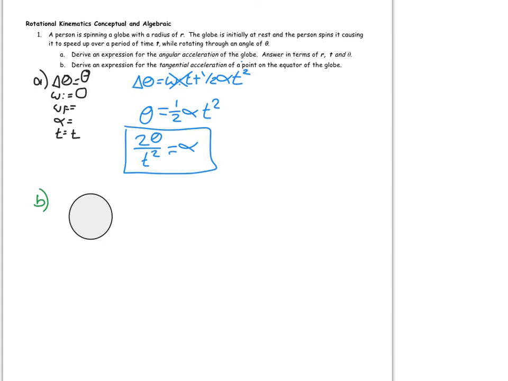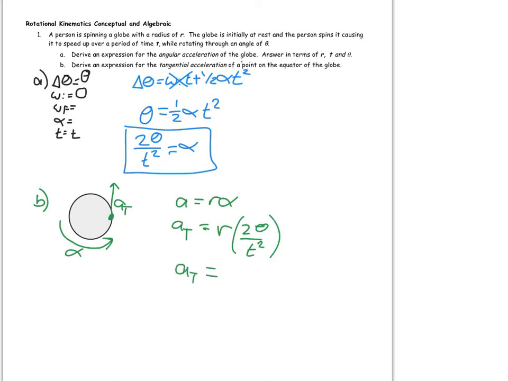Moving on to part B here, we want to think about the tangential acceleration for a point on the equator of the globe. So the globe is accelerating angularly like that, and we want to think about the tangential acceleration of that point right there. And so we know the link there between tangential acceleration and angular acceleration is just a equals r alpha. So that means that our tangential acceleration here is just going to be our radius times 2 theta over t squared. And if we simplify that, we get that our tangential acceleration is just 2r theta over t squared.